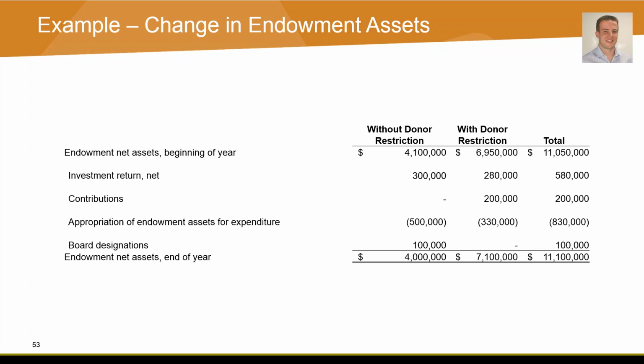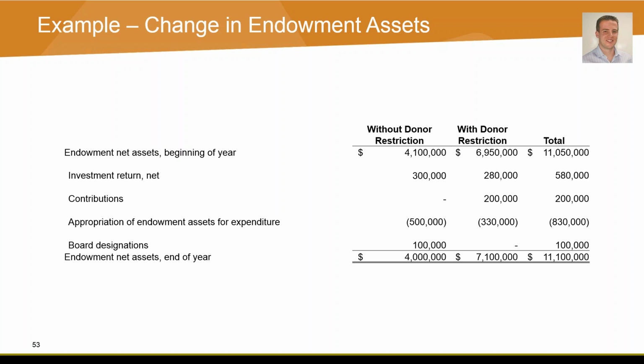Your contributions, so any new endowment contributions, obviously those are donor restricted, so it would run through the with donor restriction column. We list our appropriation, so there's appropriation from both the board designated endowment as well as the donor restricted endowment. And then lastly, board designations, so these are new designations that the board made during the year that would flow through that without donor restriction column.